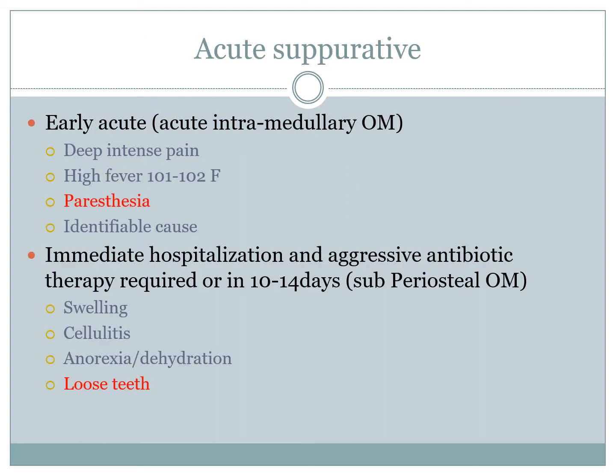Acute suppurative, it's the earliest acute stage. It's a deep, intense pain. The fever will be around 101 to 102 degrees Fahrenheit, and paresthesia will be there, and also an indifferent pulse. What will we do for an acute case? Immediate hospitalization and aggressive antibiotic therapy.